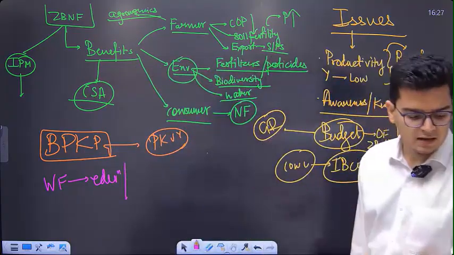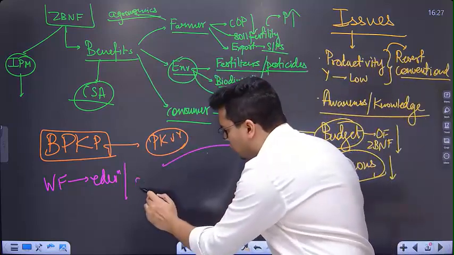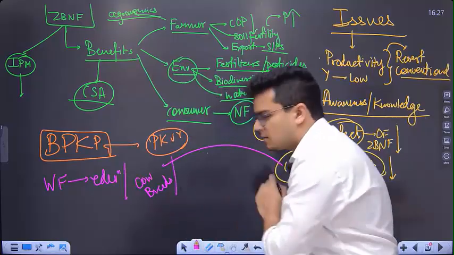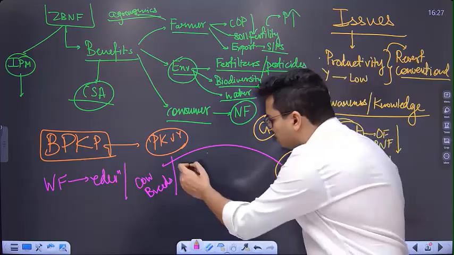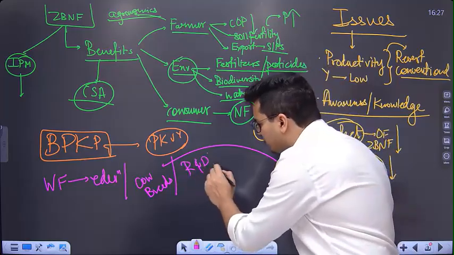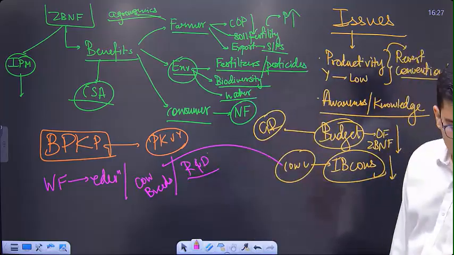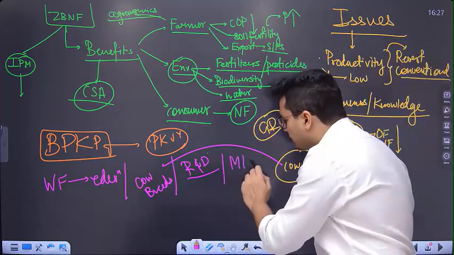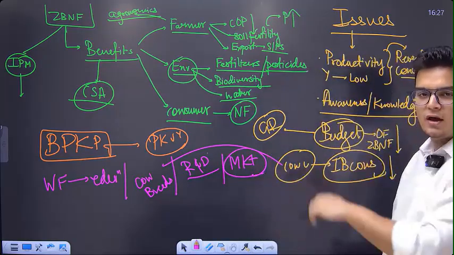Once you have done enough farmer education, you also need to focus on this issue of cow breeds. What else? We have to enhance research and development in ZBNF so that it does not lead to a productivity loss. Otherwise, farmers will not adopt it. And we have to link it to the market. If consumers do not demand organic produce, farmers will not grow organic produce.